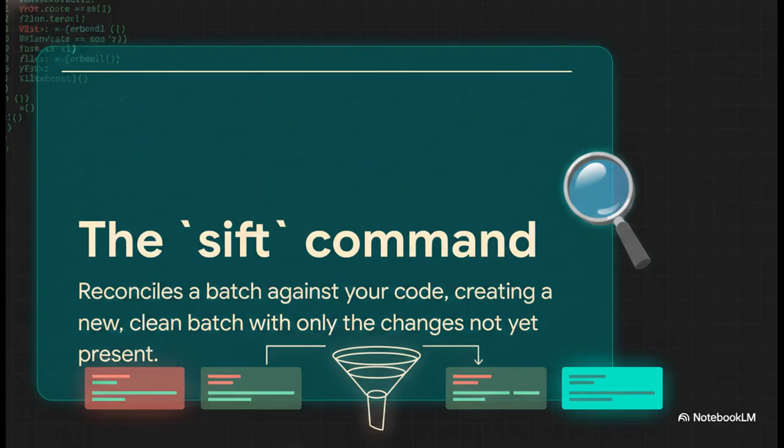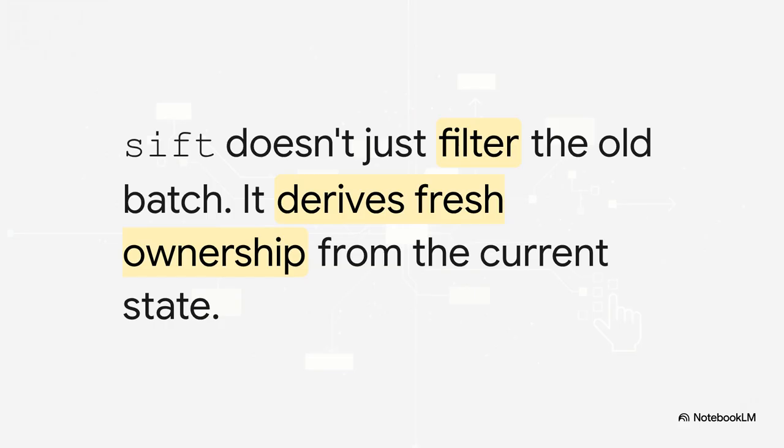It intelligently looks at your named batch and compares it to your current codebase. The result? A brand new, totally clean batch that contains only the work that still actually needs to be done. And here's the really brilliant part. It doesn't just filter the old list of changes. No, it's way smarter than that. It calculates the final target state that the original batch wanted to achieve. Then it looks at the current state of your code. And from there, it figures out a completely new and minimal set of constraints needed to get from where you are to where you want to go.